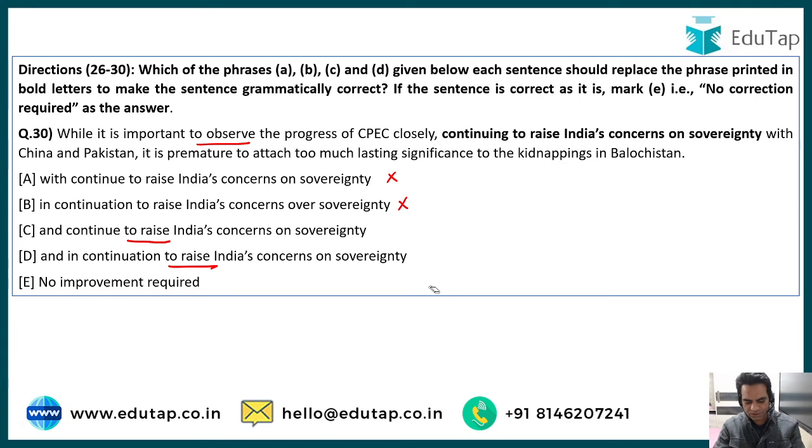I think for me it should be, and let me read it again, guys. While it is important to observe the progress of CPEC closely, and in continuation to raise, and continue to raise. So I think it should be C and not "in continuation." It should be "and continue to raise India's concerns over sovereignty." That is the right answer, guys. C is the correct answer.